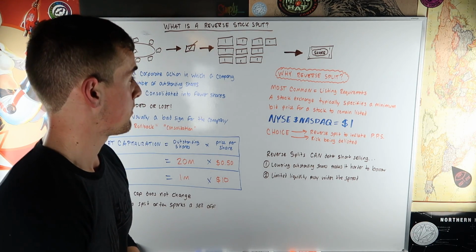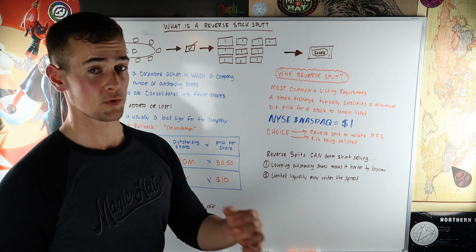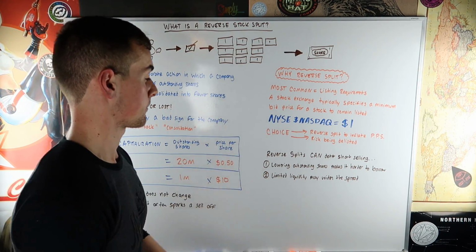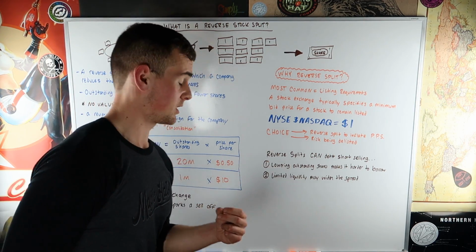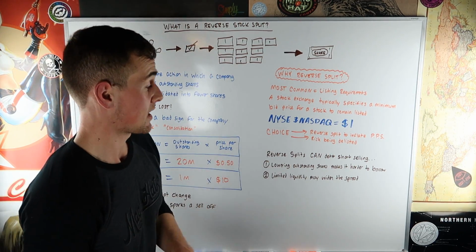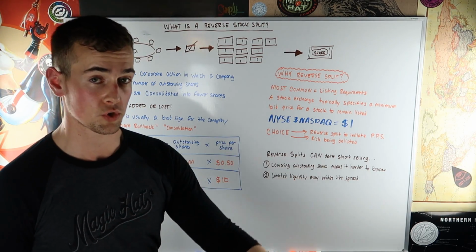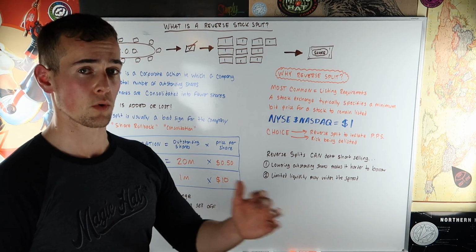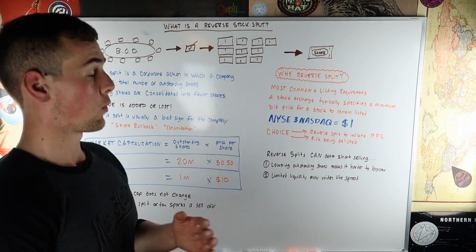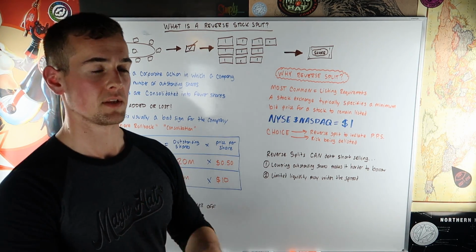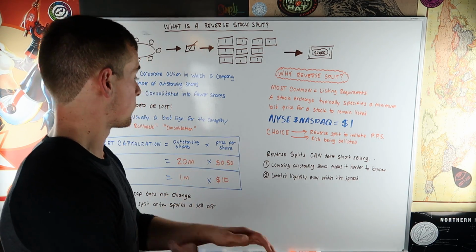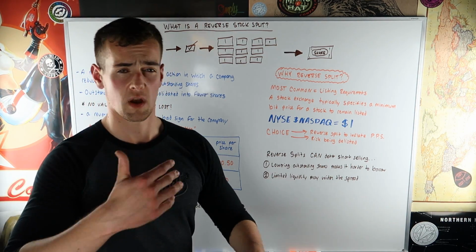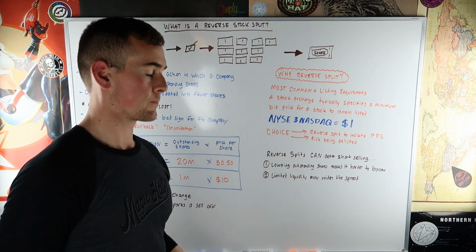So sometimes you'll have a company do a reverse split to simply deter short selling. The reason that it deters short selling is because, number one, it's lowering the number of outstanding shares, and that makes it harder to borrow shares. And the second is that the limited liquidity associated with a lower amount of outstanding shares may widen the spread, which is the difference between the bid and the ask price. So that's one reason as well that companies may consider doing a reverse stock split.